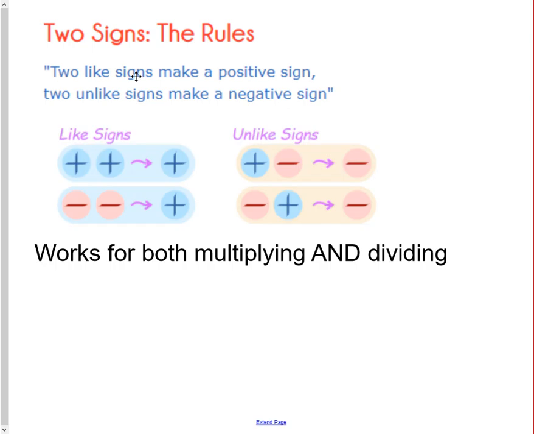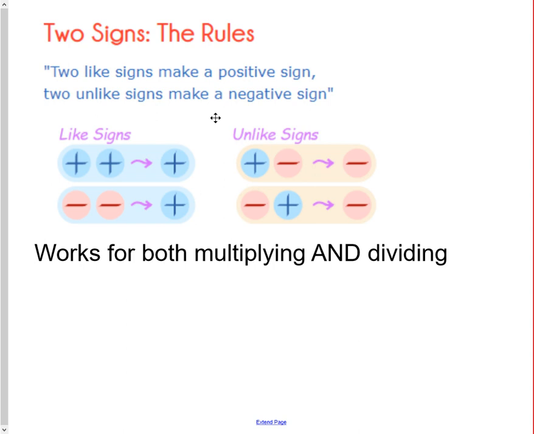Well, what does that mean? It's like this. Two positive numbers multiplying together give you a positive number. Two negative numbers multiplying together also give you a positive number. If we've got a positive and a negative, that's going to be a negative answer. If we've got a negative and a positive, that's going to be a negative answer. And that works for both multiplying and dividing.